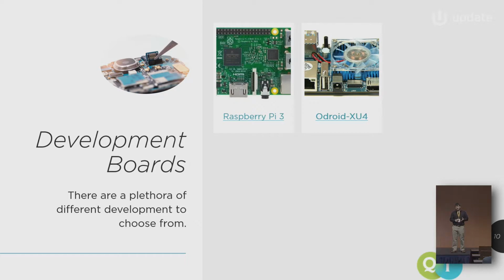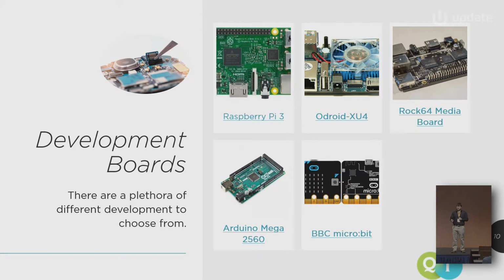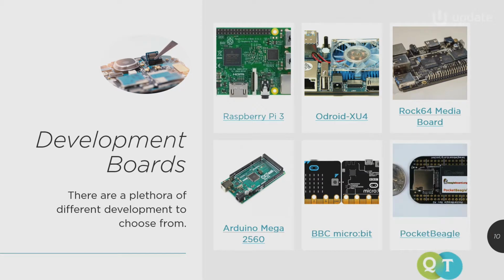You can get something more powerful like an Odroid or a Rock 64 media board. Or you can go even more low-powered and get a NoOS Arduino Mega. Or keep going down, you can get a Micro Bit. Or you can go all the way down to a Pocket Beagle. You can see the Pocket Beagle. That's a quarter. It's about that big.